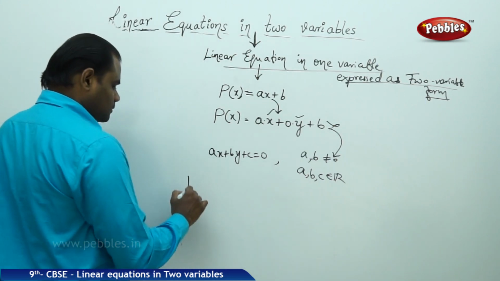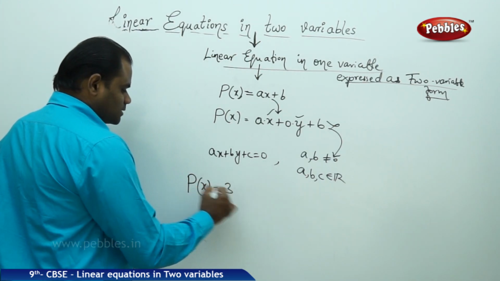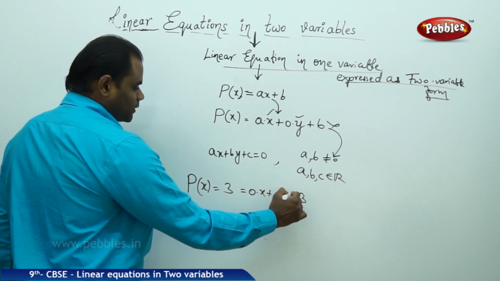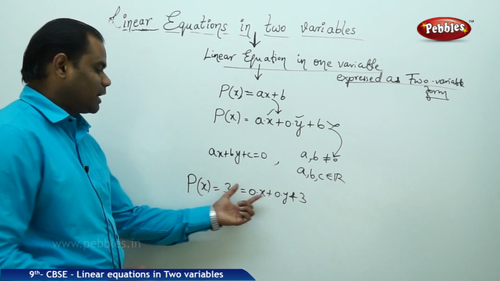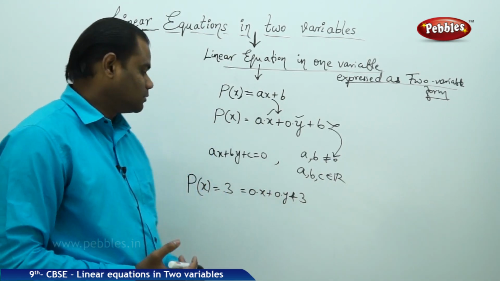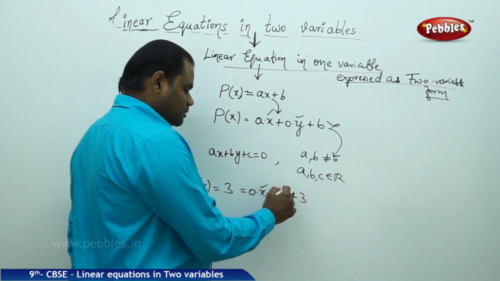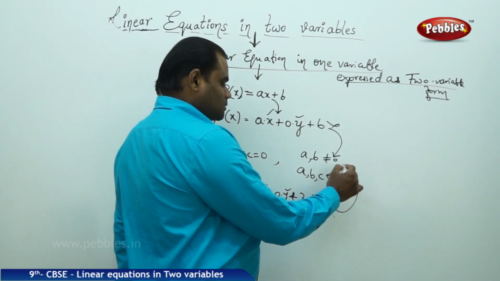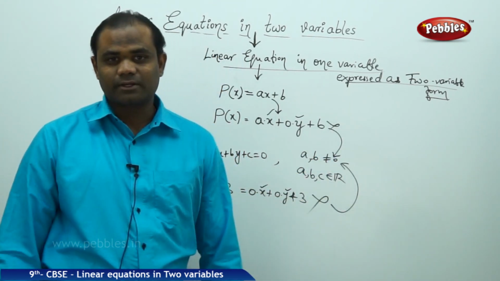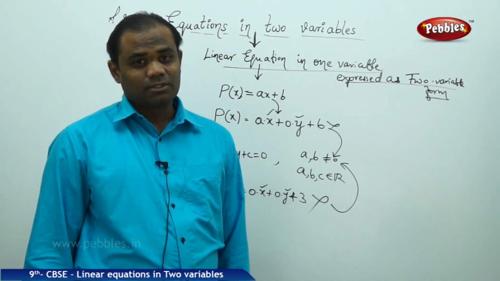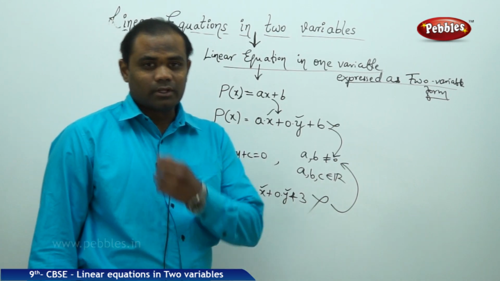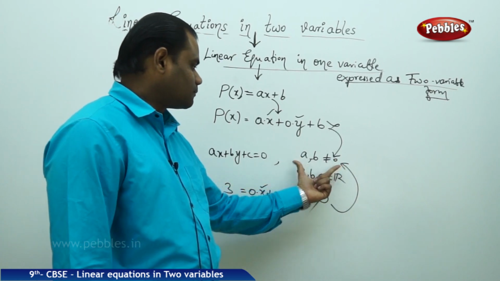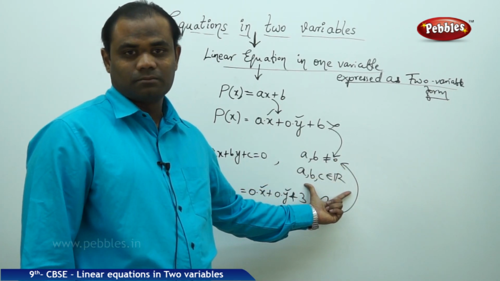Say for example, I have p of x is 3. I can write this as 0x plus 0y plus 3, because 0 when added to 3 doesn't affect the value. But since this is with two variables x and y, it cannot be a linear equation in two variables, because this is not satisfying the condition a and b not equal to 0. The rules for a linear equation and its respective conditions: condition 1 and condition 2.